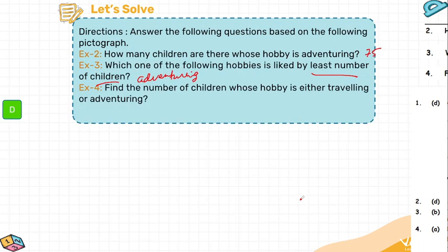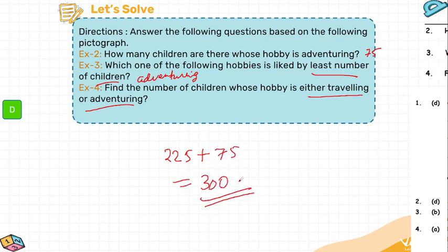As it is asking either traveling or adventuring, traveling we got 225, and for adventuring it is 75. So overall we have 300 children.